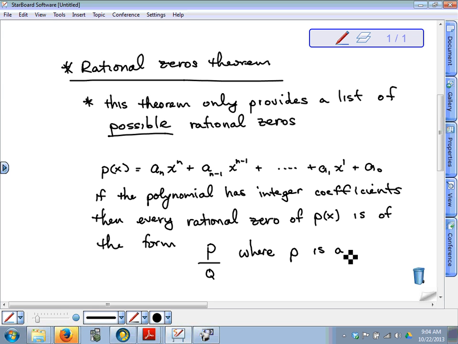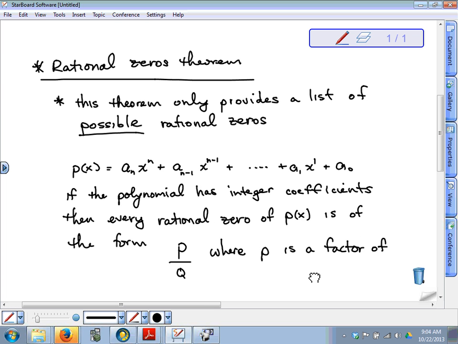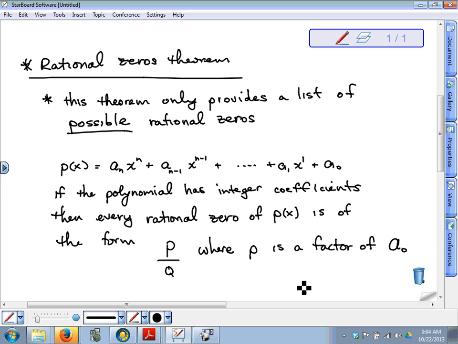where p is a factor of a sub 0. That just means that's your constant. And q is a factor of a sub n. That's your leading coefficient. That's the coefficient right at the very beginning of the polynomial. A sub 0 is the last term. A sub n is the coefficient of the first term.